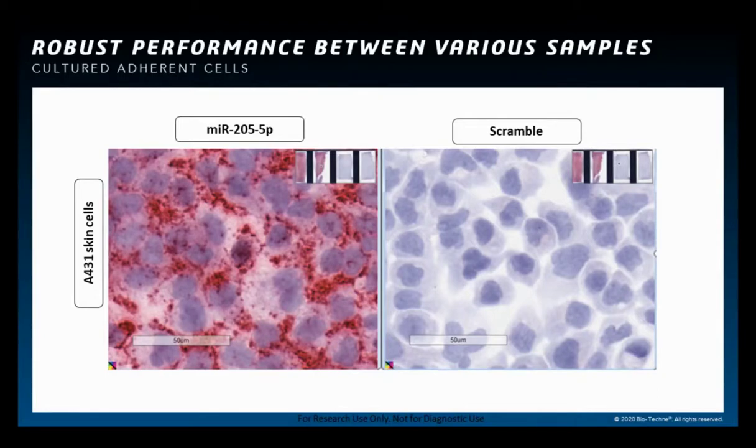On the other hand, if you're working with cultured adherent cells, the miRNAscope assay also performs extremely well, as demonstrated in this slide with microRNA 205 stained in A431 skin cells. The assay successfully detected the abundant microRNA 205 signals in the skin cells, and again, the scramble probe was used as a negative control. Overall, the miRNAscope assay is a highly robust assay that can work with any of your sample types.